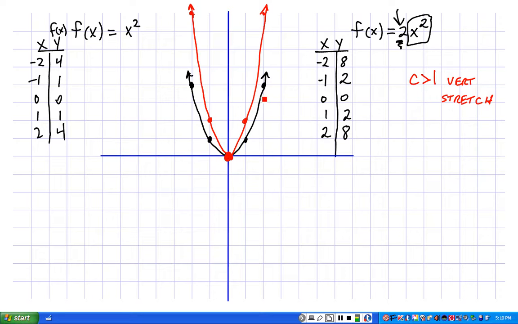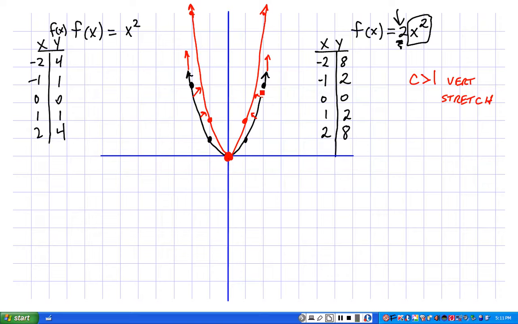So it would be like if we grabbed the parent function in black and we pulled up from the ends. If we grabbed it at the ends and pulled up, it would tighten like you see here. It would get skinnier and it would stretch upward. Alright, so that's why it's called a vertical stretch.